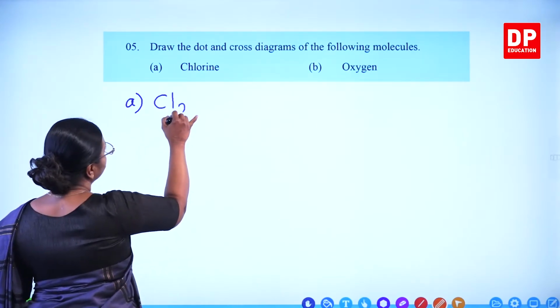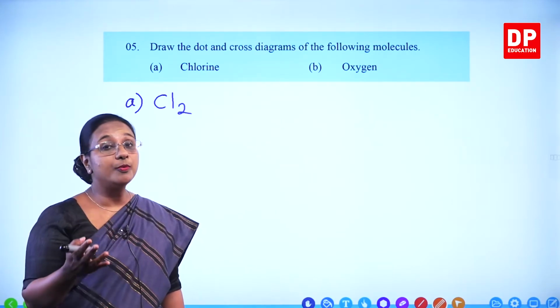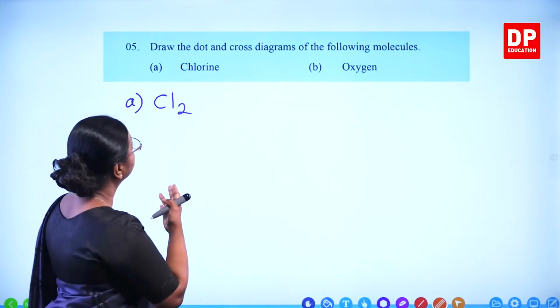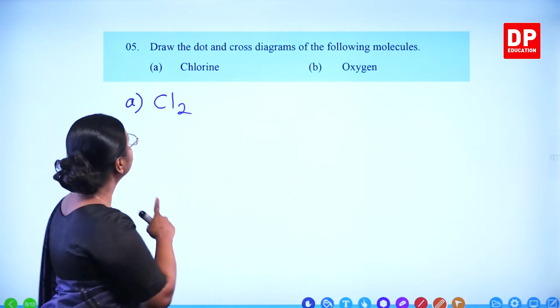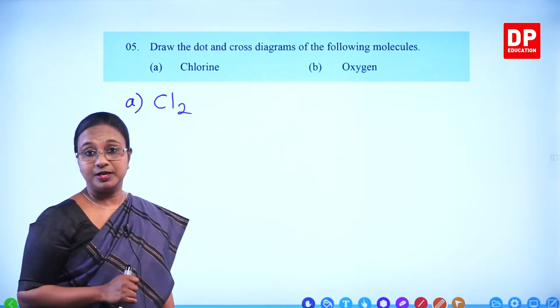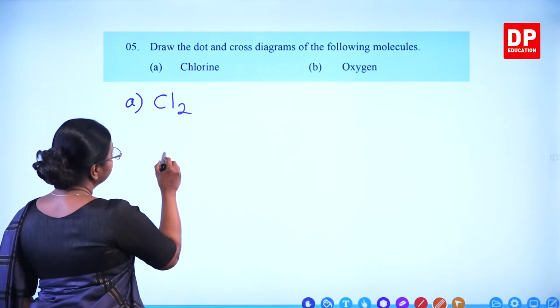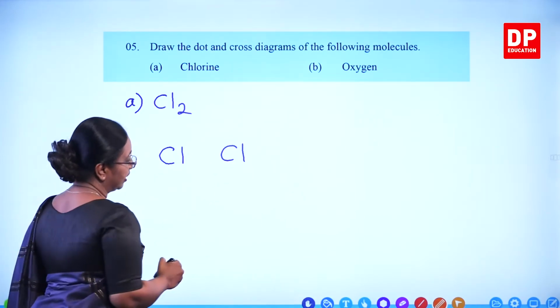So you all know chlorine is a Cl2 molecule. It's a homoatomic molecule. Why? Chlorine is an element. So it is Cl2 gas. We need to draw the dot and cross diagram for the following molecule. So what do you need to show here? Chlorine atom, another chlorine atom.